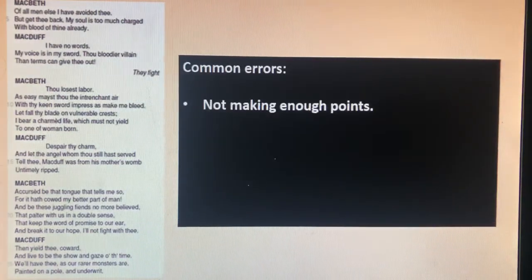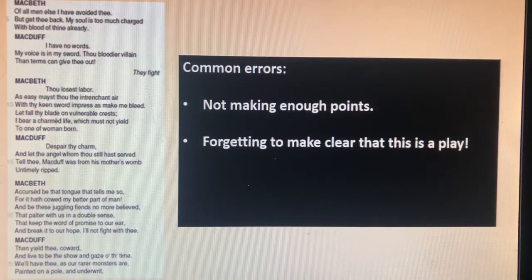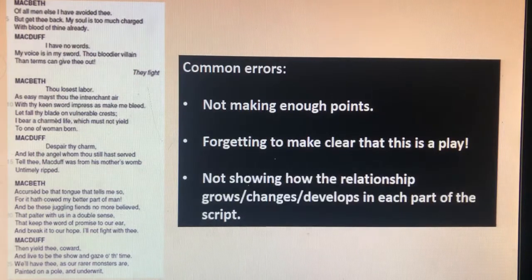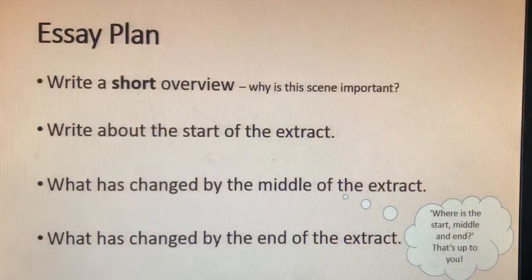Common errors that are made: not making enough points. It'd be very easy just to make three points here. You need a lot more than that. Forgetting to make clear that this is a play. And not showing the relationship grows, changes, or develops in each part of the script you've been given. Your essay plan would include a short overview, then the start, middle, and end of the extract. Where you divide it is up to you.